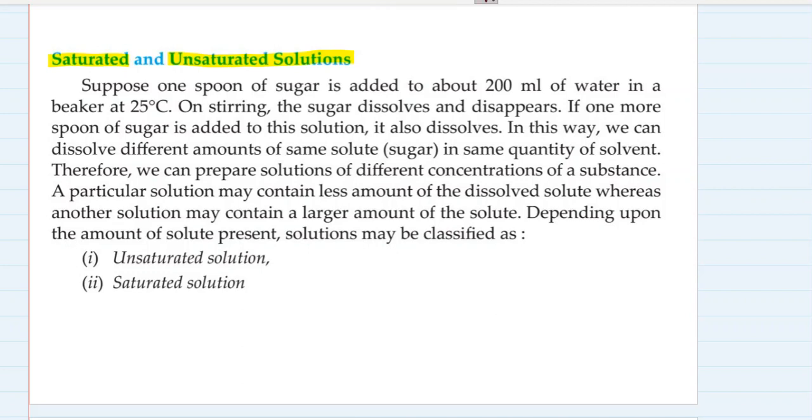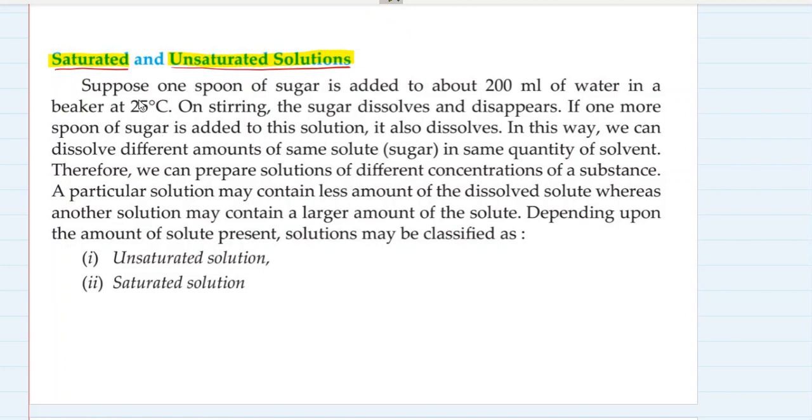So you might find these words familiar: saturated and unsaturated solutions. But our idea is to understand the exact meaning of these words.